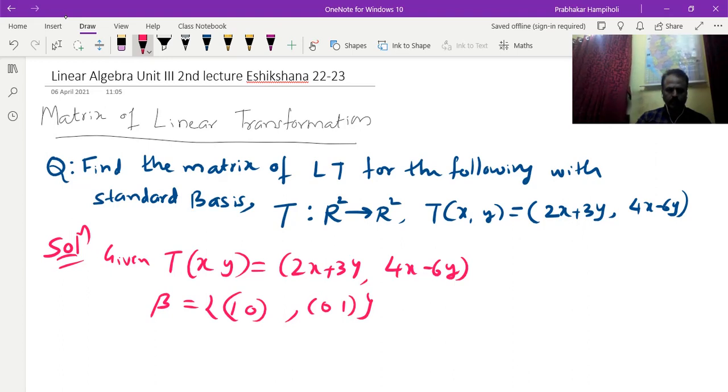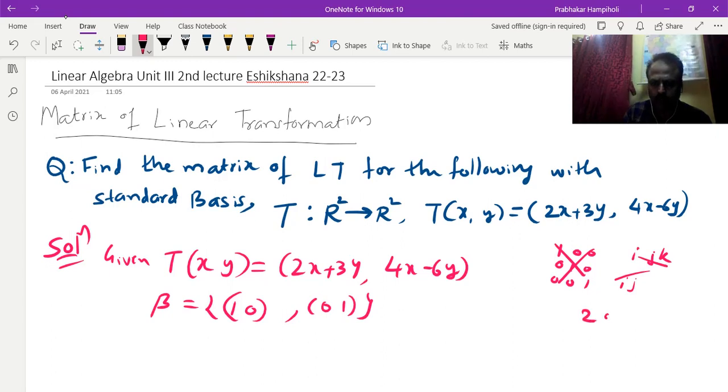Instead of 1, 0 it can be 1, 1 and minus 1, 1, something like this, then it is non-standard. So a point on the x-axis with unit length, and a point on the y-axis with unit length. Similarly for three dimensions, this can be the standard basis, and similarly for four dimensions we can extend it. Just like i, j, k vectors in vector calculus, i and j in two dimensions are the unit vectors.